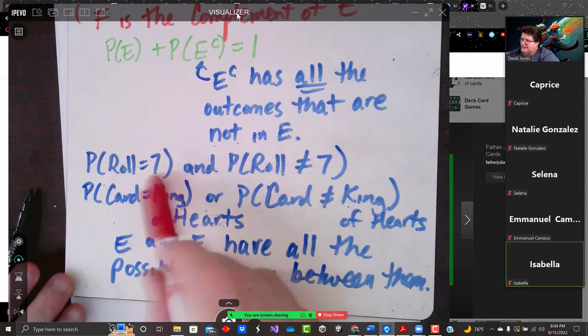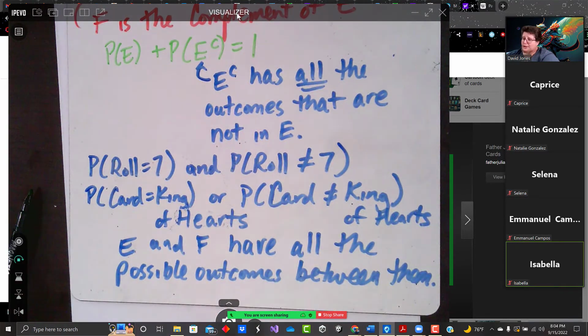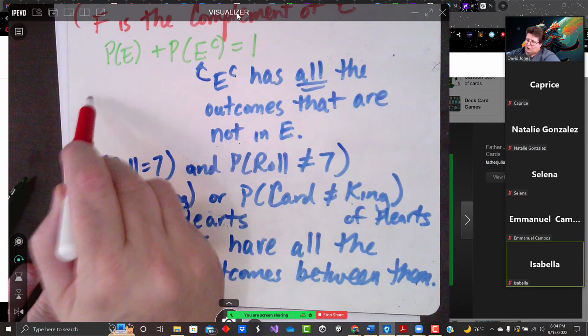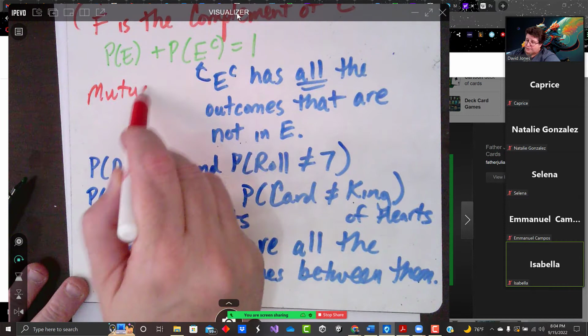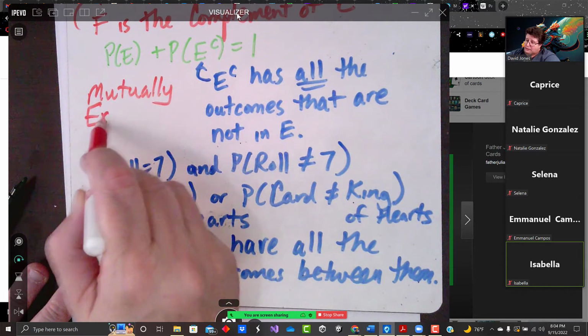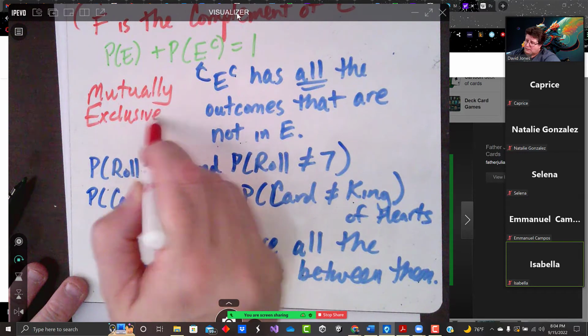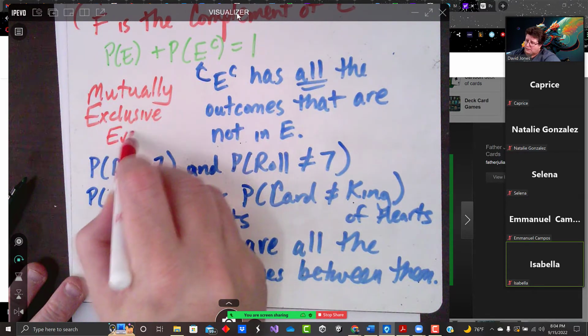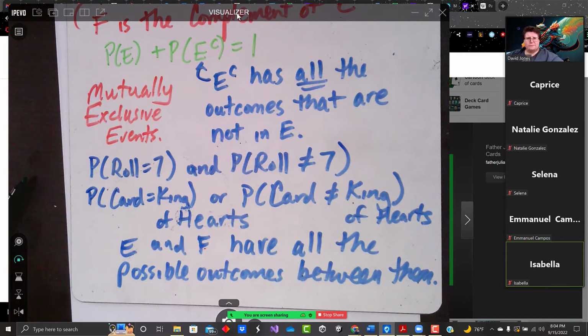Notice in any of these scenarios, there is no overlap between the two groups. E and E complement are definitely mutually exclusive groups. That doesn't mean all mutually exclusive events are complements. Like rolling a 7 and rolling doubles are mutually exclusive events, but they do not list all the possible combinations of rolling 2 dice. So they are mutually exclusive.